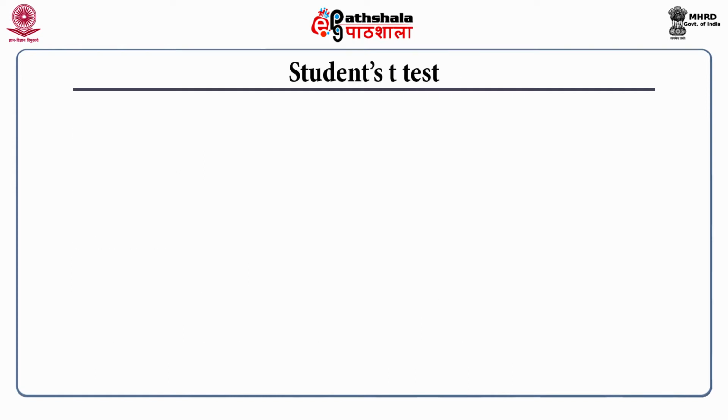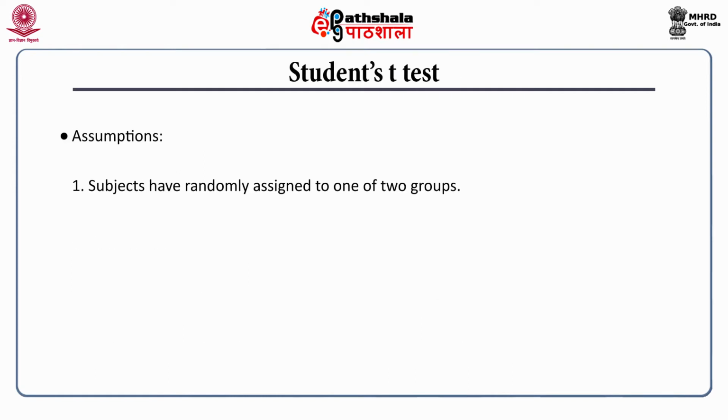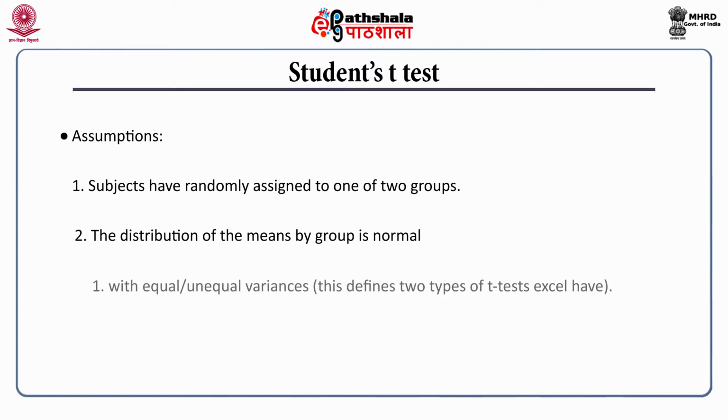For the students' t-test, the assumptions are that the subjects are randomly assigned to one of the two groups, and the distribution of the means of the group is normal with equal variance or unequal variance. This defines two types of t-test in Excel. Excel has two types of t-test: t-test assuming equal variance and t-test assuming unequal variance. To decide which one, we have to first find out whether the variances are equal or unequal by F-test.